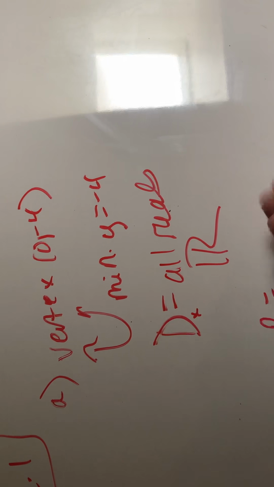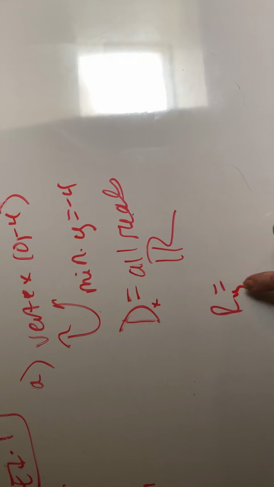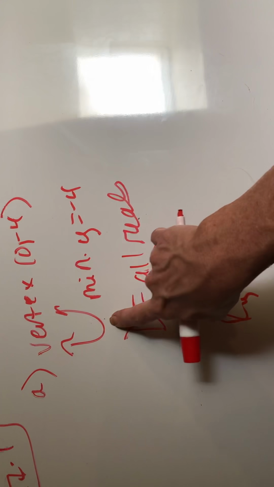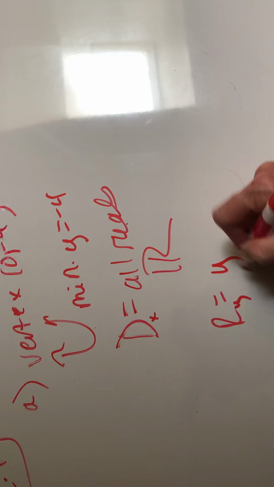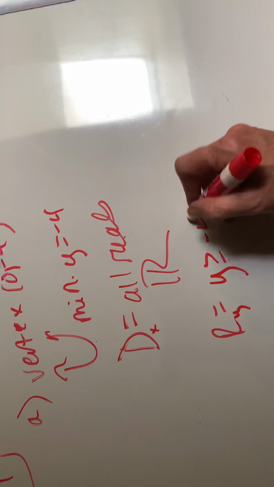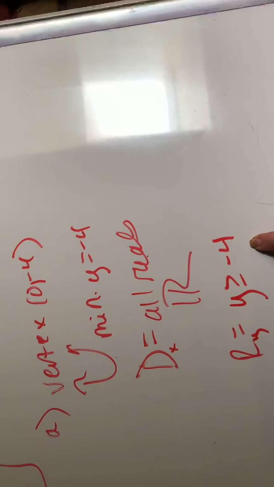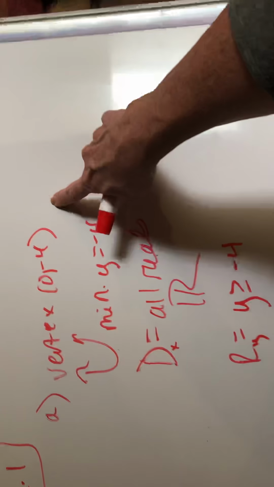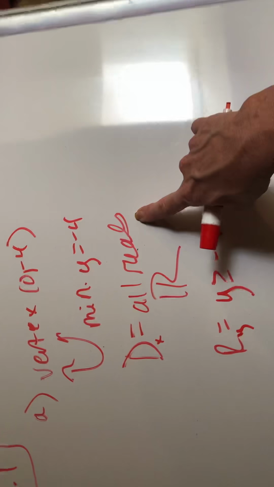Range are your y values, so we want to know what y can be. So when we look at this and there's a minimum and it's opening up, that means y is greater than or equal to whatever the minimum is, which here it's -4. So that's the way you find your vertex, your maximum or minimum, the domain, and range.